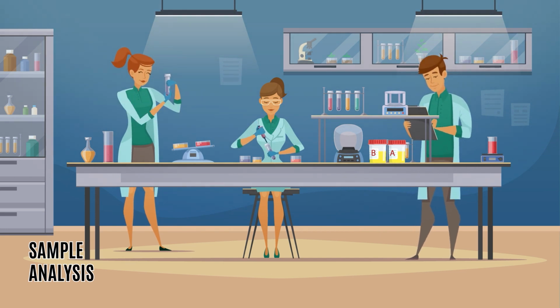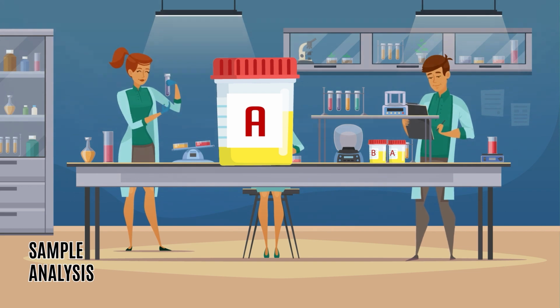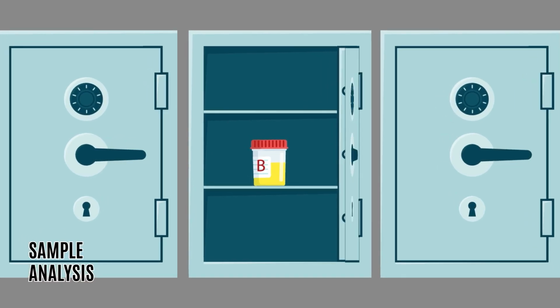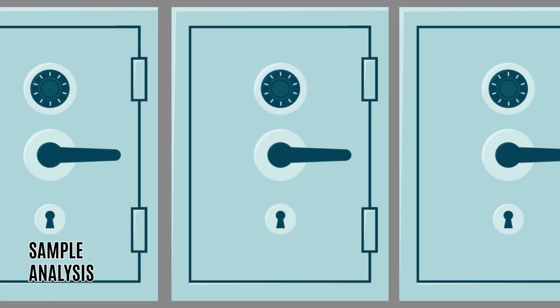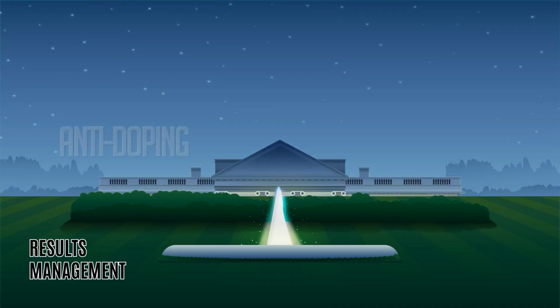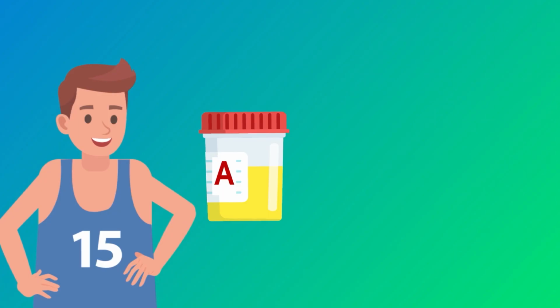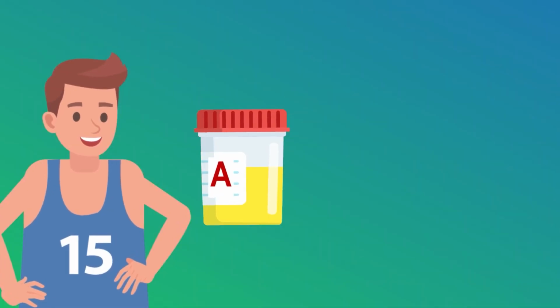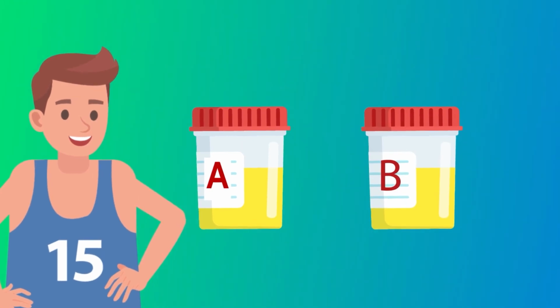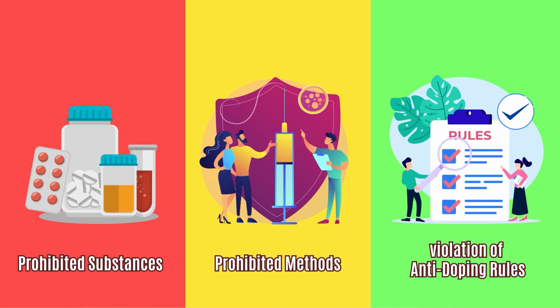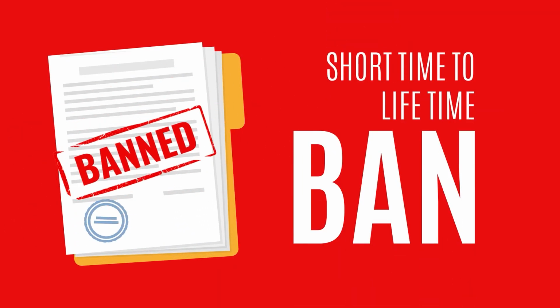Only WADA-approved drug testing labs will analyze the samples. A sample container will be utilized for the dope test after the sample is received at the lab, and B sample container will be maintained in a safe location. The testing results will be sent to the respective anti-doping organization and copied to WADA. If the A sample is positive, the athlete has the right to request that the B sample be analyzed. If any anti-doping rules are violated, penalties will range from a short time to a lifetime ban.